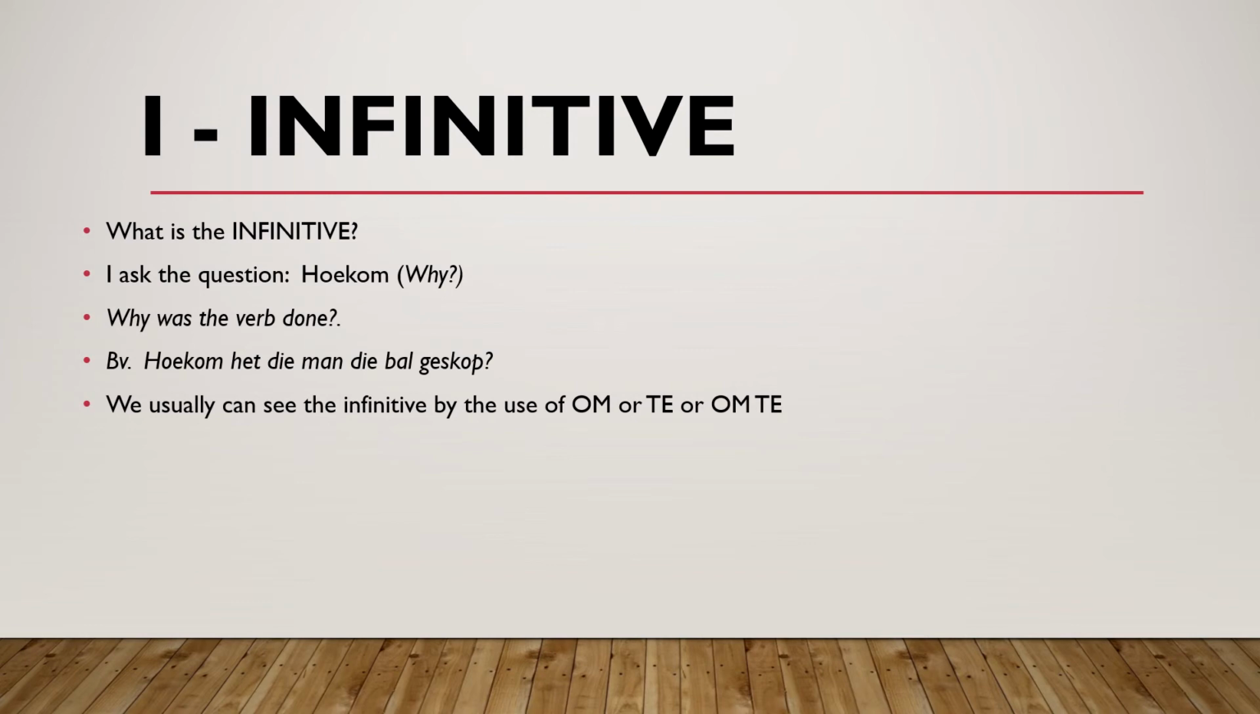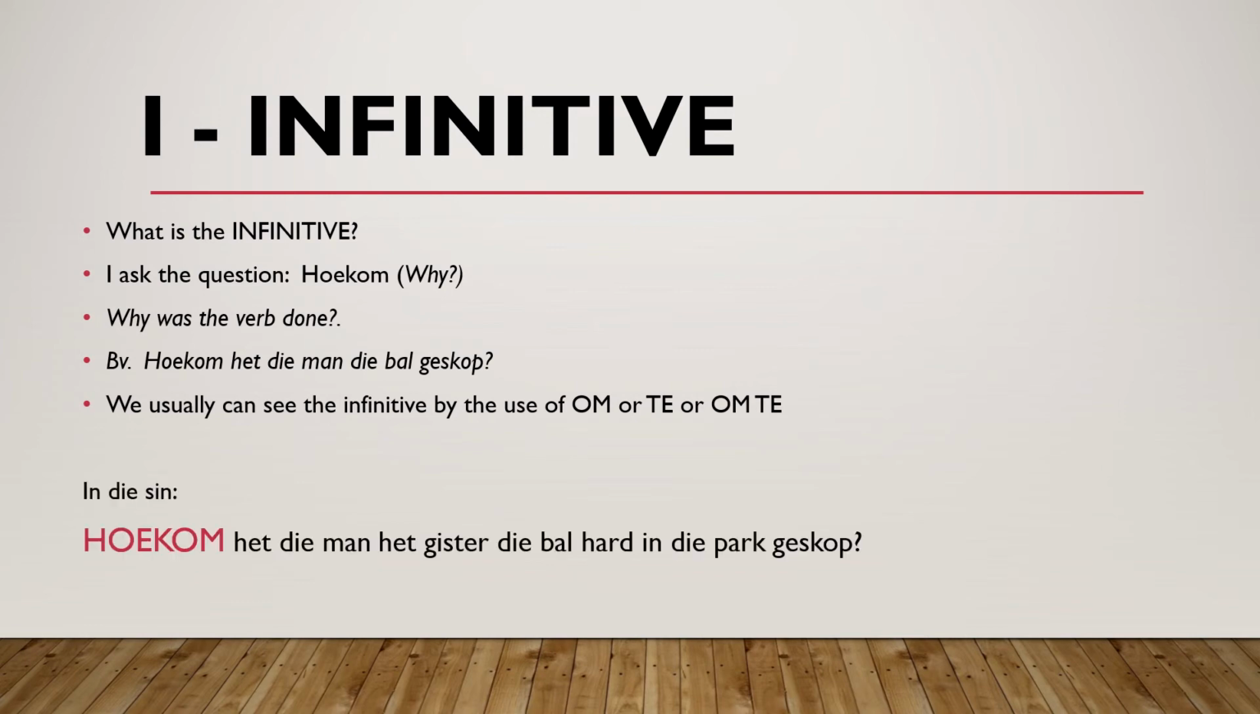So in our example sentence, hoekom het die man die bal gister hard in die park geskop? Why did the man kick the ball yesterday in the park? And the reason why he kicked the ball in the park yesterday? Om te oefen. So die man het gister die bal hard in die park geskop om te oefen. So that's the reason he did the verb, which is kicked.